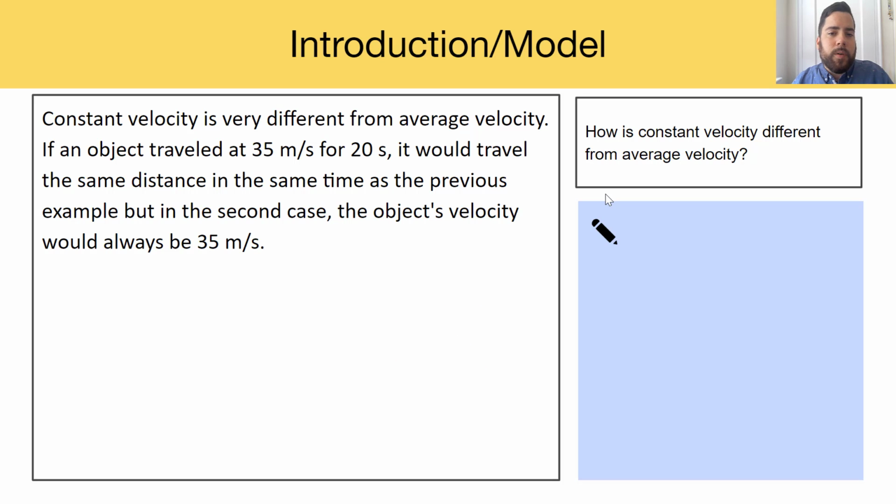So in this example, the car traveled the same distance as in the last example, but in the second case, the object's velocity was at 35 meters per second for the entire trip. So again, how is constant velocity different from average velocity? Let's go ahead and take a minute and write that in here.